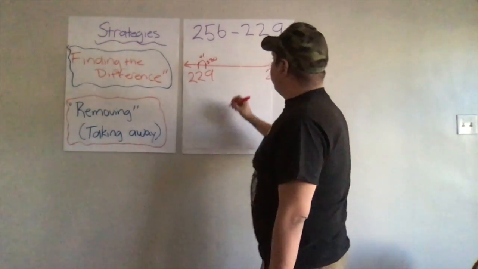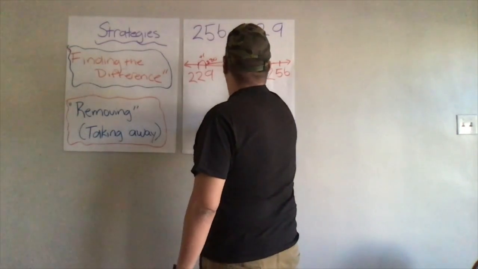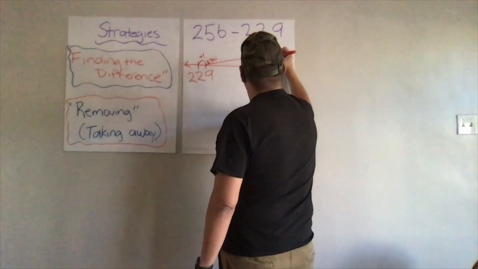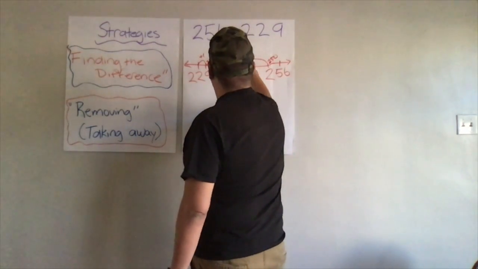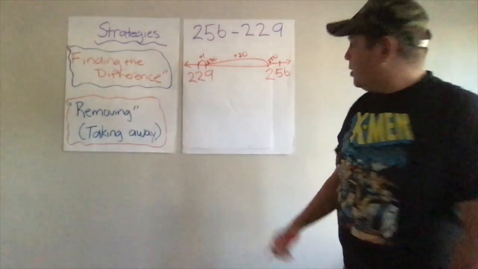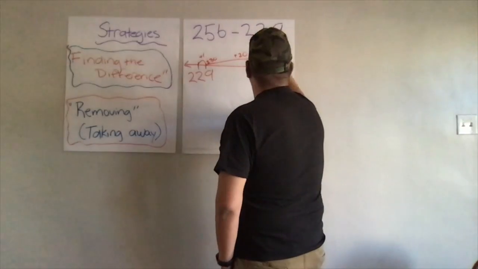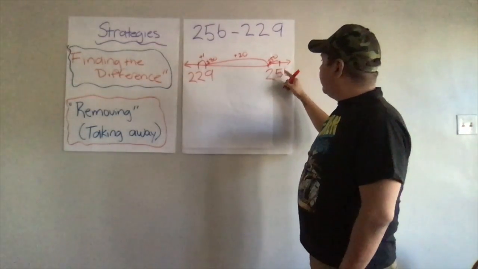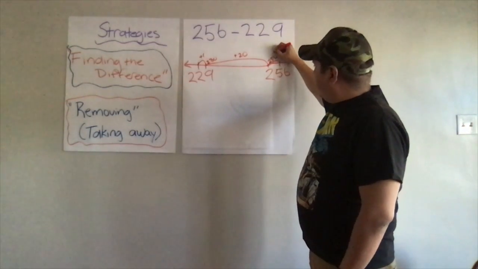To get close to 250, I know that I would need to go up to 250, which would be right there, for a total of 20. Okay? And then finally counting all the way up to my next number, which is 256. So now I have added 6 more.